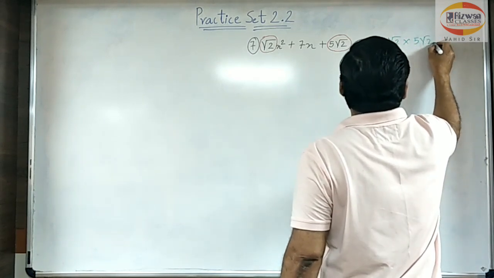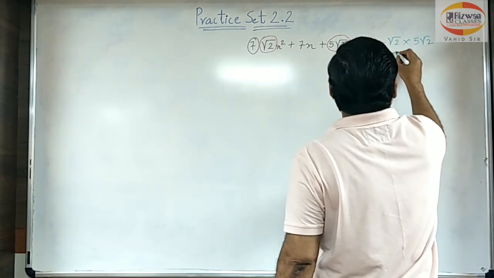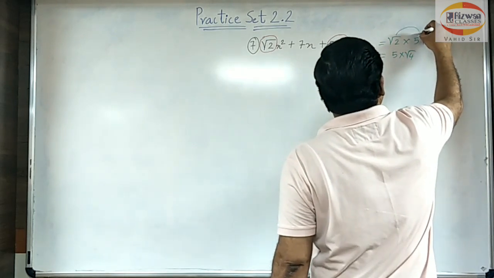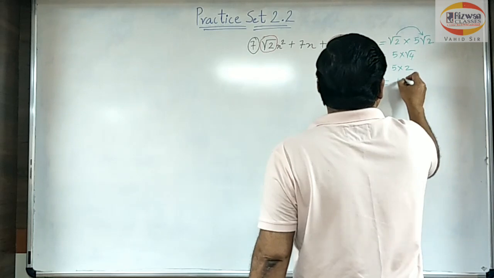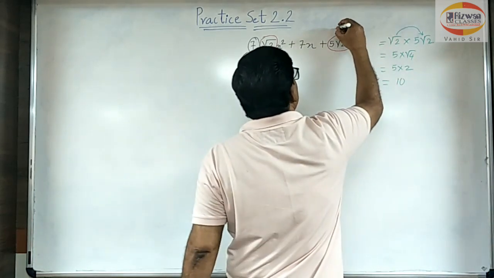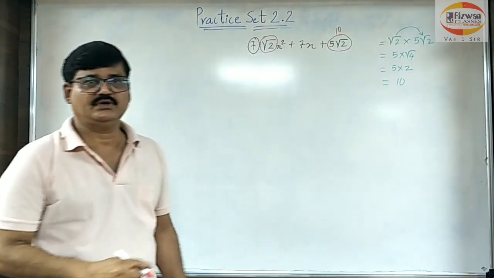Root 2 into root 2 is root 4, so this becomes 5 into root of 4. The root of 4 is 2, so what you get here is 10. So the product of the first and last term is 10.